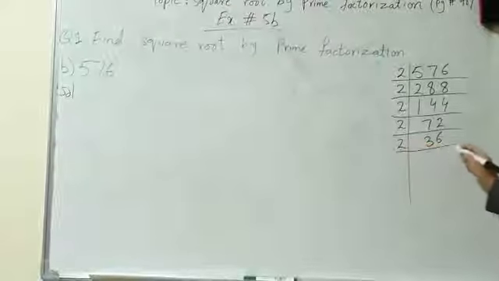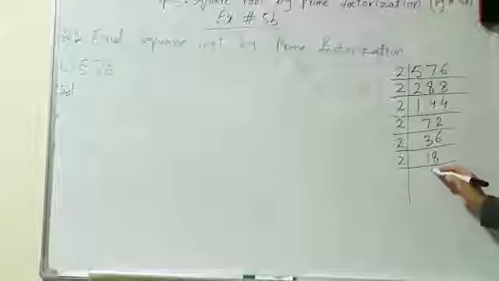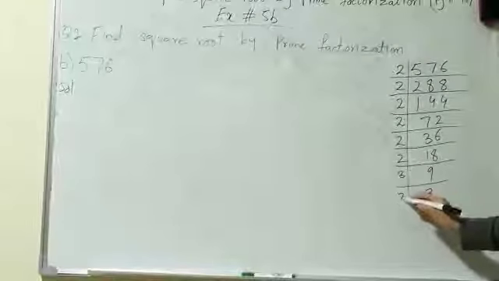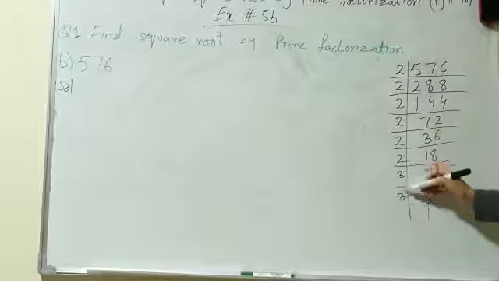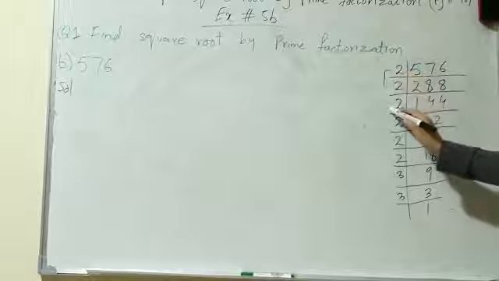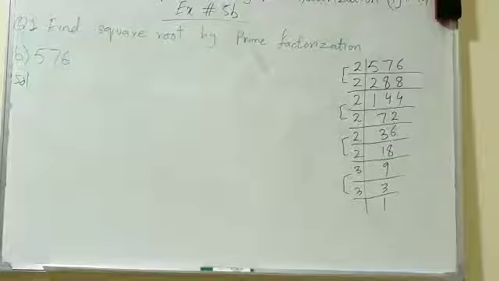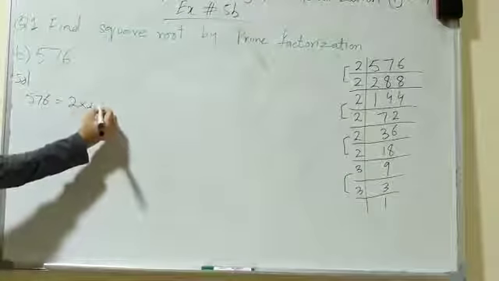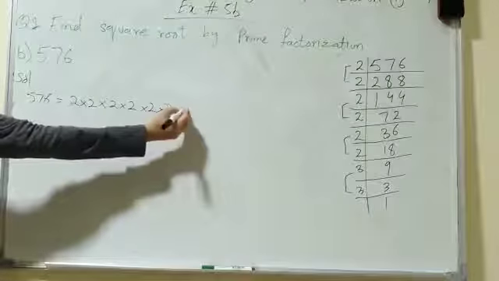Now this is an even number again. 2 18s are 36, 2 9s are 18. Now 9 is an odd number, and we will start by 3. 3 3s are 9, 3 1s are 3. So these are the prime factors of 576. We will make pairs, and we will express 576 in the form of these prime factors. We can write 576 equals 2 multiplied by 2, 2 multiplied by 2, 2 multiplied by 2, and 3 multiplied by 3, all its factors.